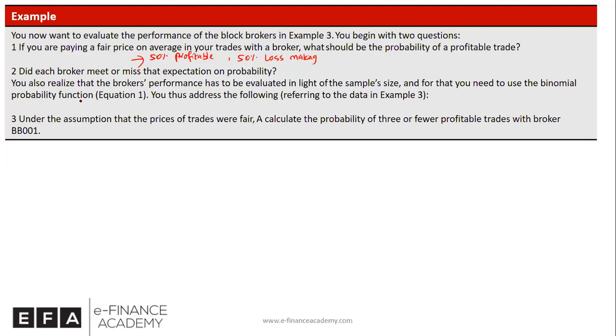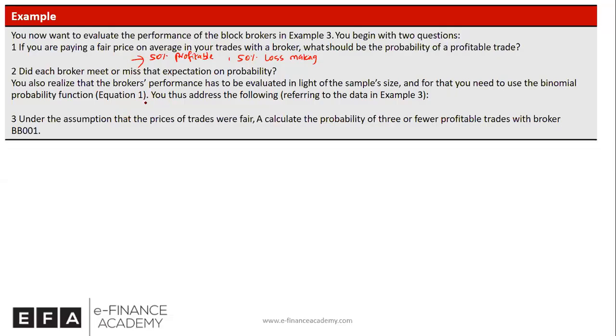All right, now let's jump to the third question. You also realize that the broker's performance has to be evaluated in the light of the sample size. And for that, you need to use the binomial probability function. You thus address the following, referring to the data in example 3. Under the assumption that the prices of the trades were fair, calculate the probability of 3 or fewer profitable trades with broker BB001.